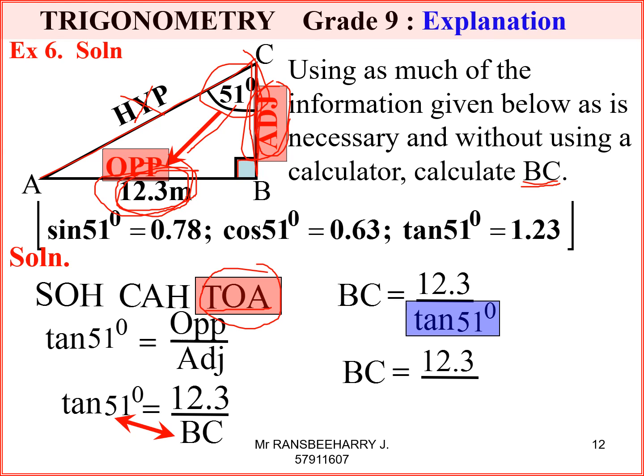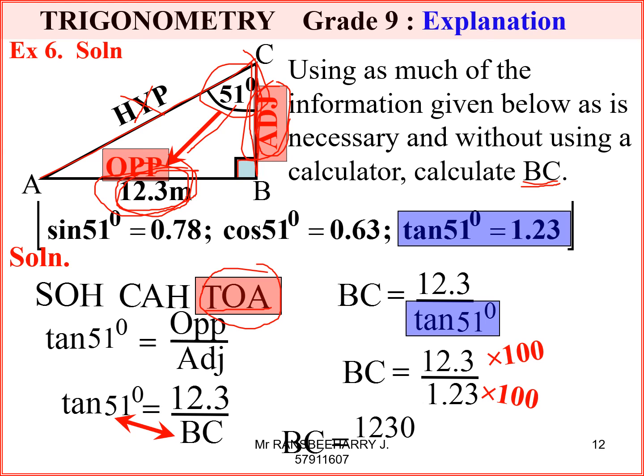Now tan 51, we do not have a calculator. The calculator value is given, so we choose 1.23. Without using a calculator, we have to evaluate. So here, times 100 on both sides. When we multiply by 100, the decimal point moves forward by 2 places. 1230 divided by 123, so we obtain 10 meters.